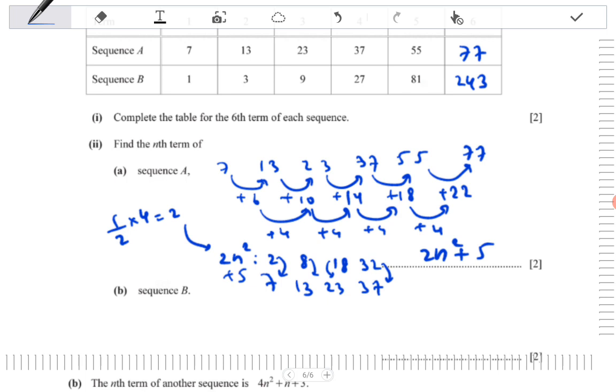But in order to make the sequence, you should see the first term is not 3. If it were 3, then 3 to the power n generates 3, 9, 27, and then 81 and so on. But the first term is 1. It means it's starting from 3 to the power 0. So 3 to the power 0, 3 to the power 1, 3 to the power 2, 3 to the power 3, 3 to the power 4 and so on.